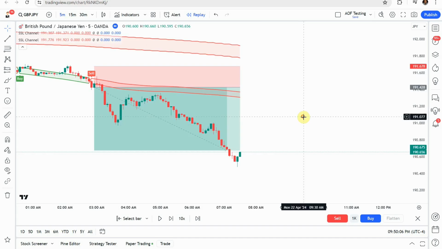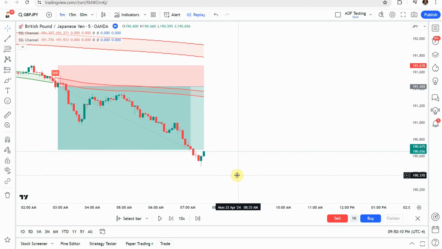And once again, it takes just a little bit, but we eventually work our way down, getting us to our take profit once again. Alright, so that puts us at the end of the testing right there.